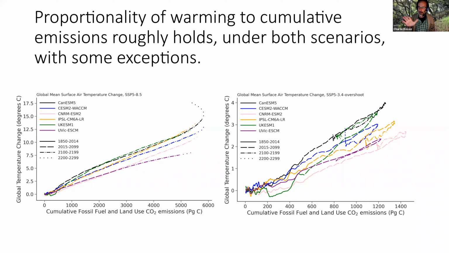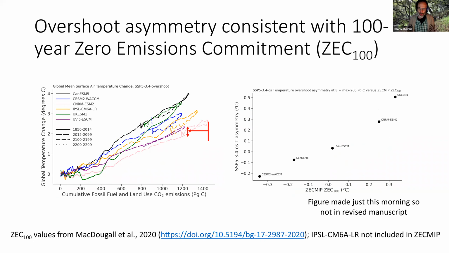But to first order, I think the key result is that proportionality roughly holds between warming and cumulative emissions. And those two exceptions are, some models have this kind of positive asymmetry and some models have this kind of negative asymmetry in the initial overshoot period. You can see some of them basically have a clockwise curvature and other ones have a counterclockwise curvature. And then the second one is that one model, the CESM2 WACCM, shows this really strong, very delayed warming in the 23rd century, even though the emissions are basically flat in that time period. And so I want to talk a bit about what we think is going on in each of those. The first one, the clockwise versus counterclockwise curvature, is really interesting.